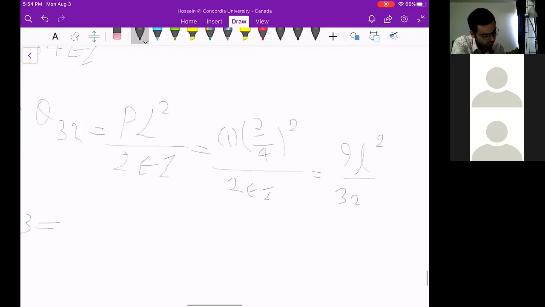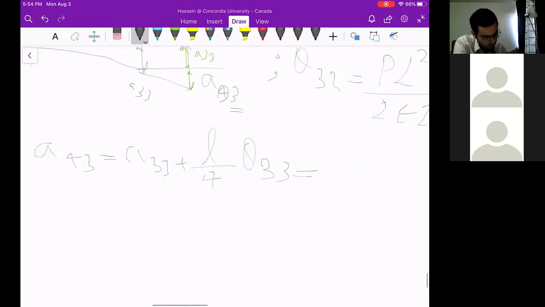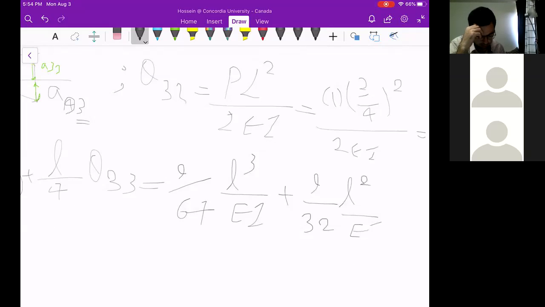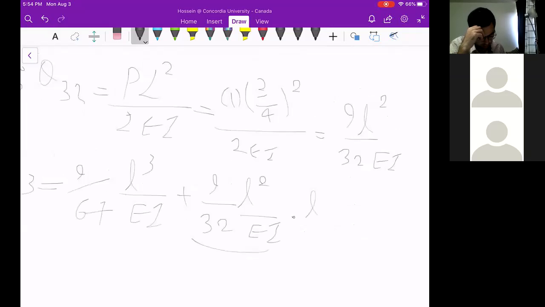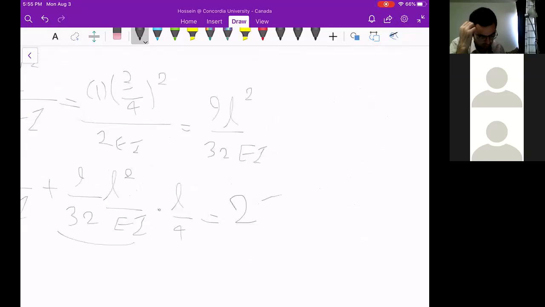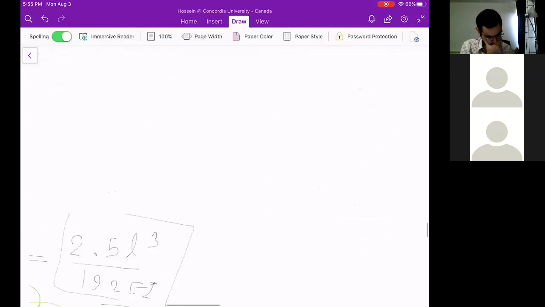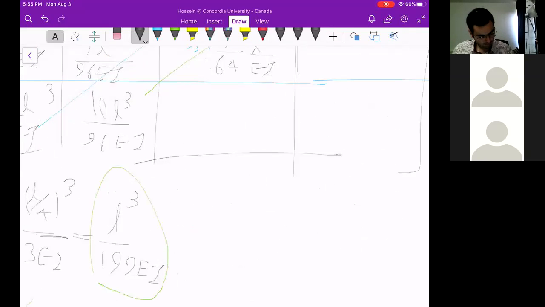Okay. So I already obtained A33, just plug in here. 9 over 64, multiplied by L over 4, which is going to be totally 27 L cube over 128 EI.